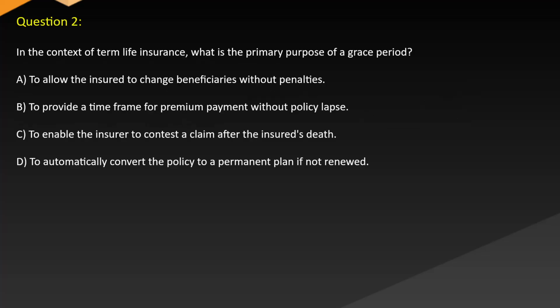Question 2. In the context of term life insurance, what is the primary purpose of a grace period? A. To allow the insured to change beneficiaries without penalties. B. To provide a time frame for premium payment without policy lapse. C. To enable the insurer to contest a claim after the insured's death. D. To automatically convert the policy to a permanent plan if not renewed.